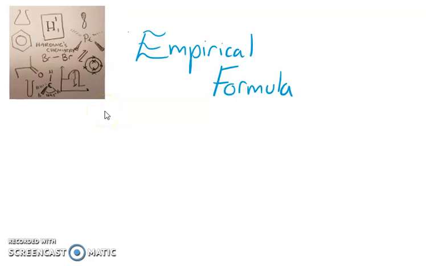Hello ladies and gentlemen, and welcome to Harding's Chemistry, where today we're going to be having a look at empirical formula, what an empirical formula is, and also how we can go about calculating empirical formula with examples. So first things first, what is empirical formula?